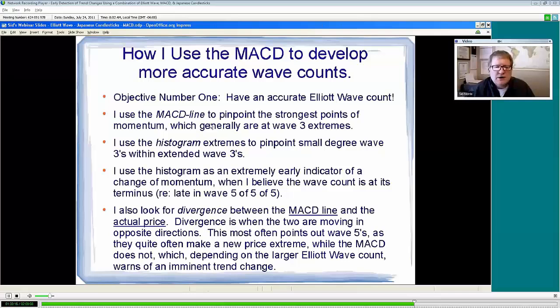So I use the MACD line to pinpoint the strongest points of momentum, which are generally at wave 3 extremes. This is huge. Use the MACD to help figure out where your wave 3 extremes are. And then I use the histogram extremes to pinpoint smaller degree wave 3s inside of the extended wave 3s.